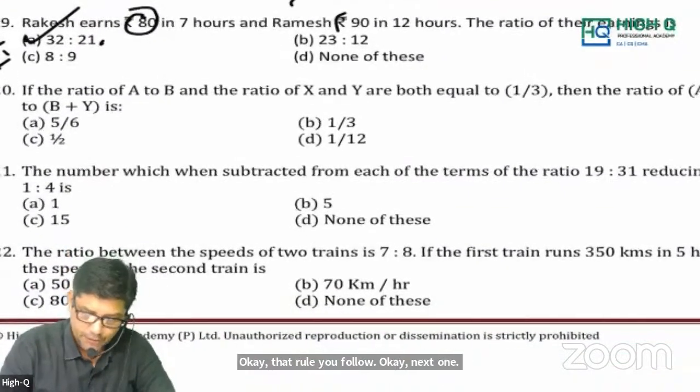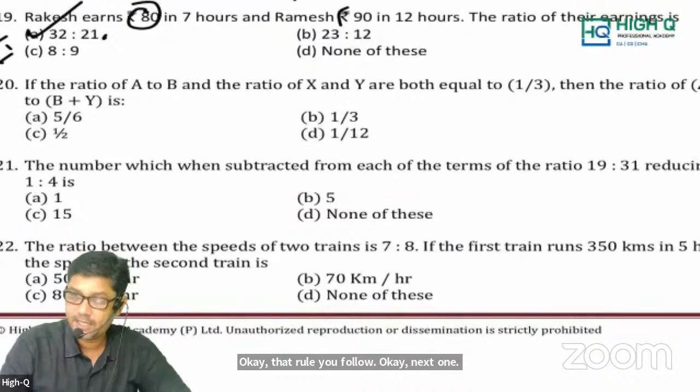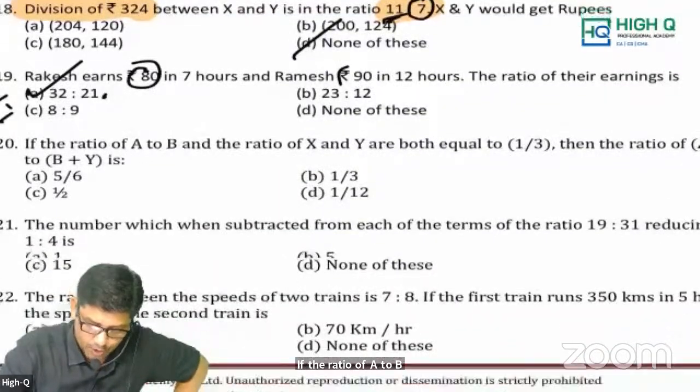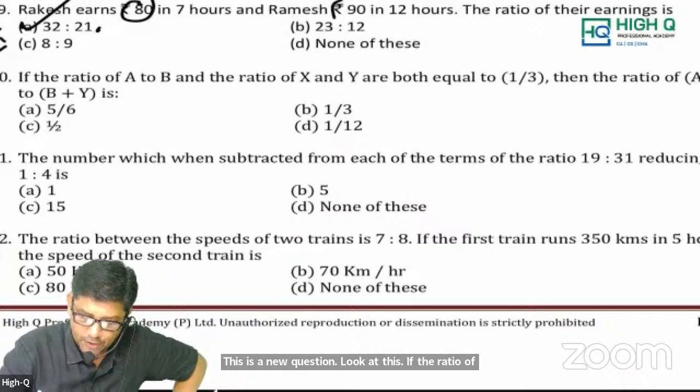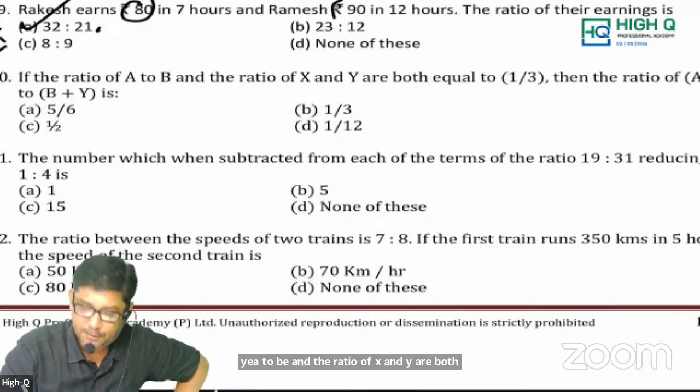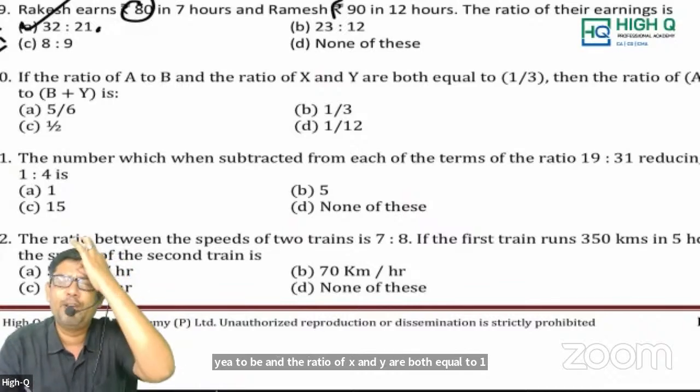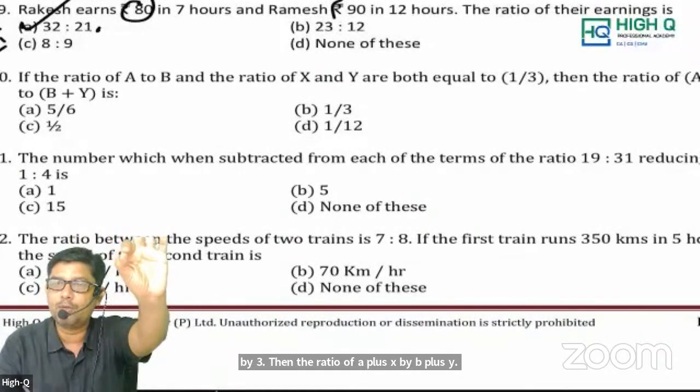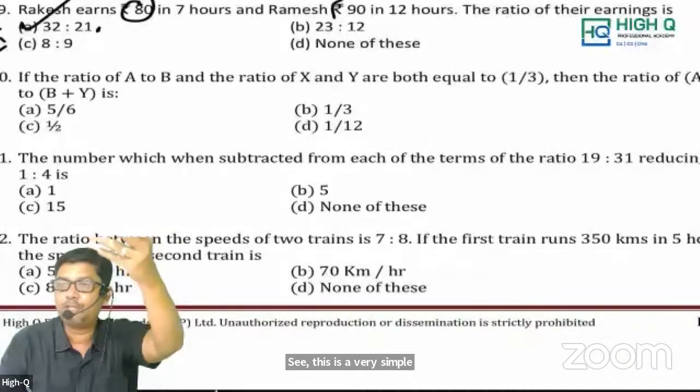If the ratio of A to B, this is a new question. Look at this. If the ratio of A to B and the ratio of X to Y are both equal to 1/3, then the ratio of A plus X by B plus Y. This is a very simple question, but by looking at it, we don't understand. This type of question, we have never seen it, sir.